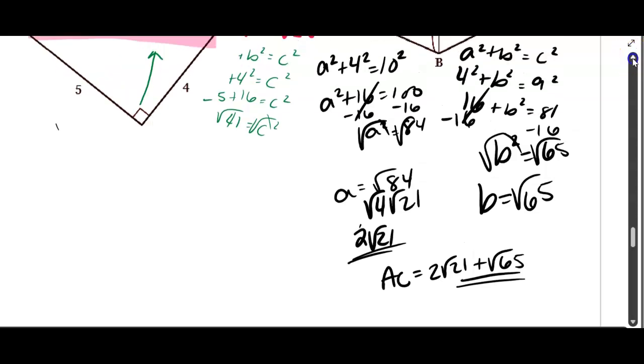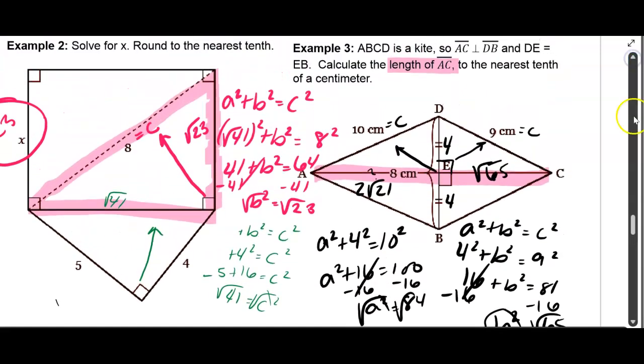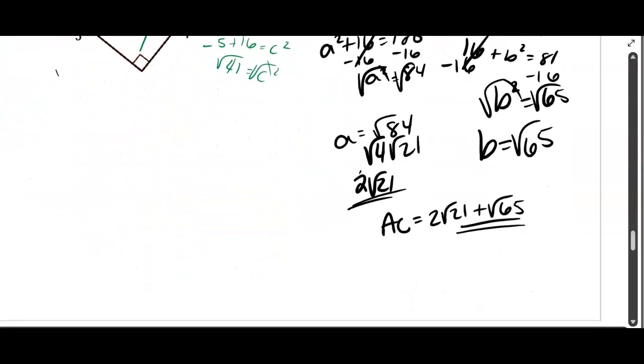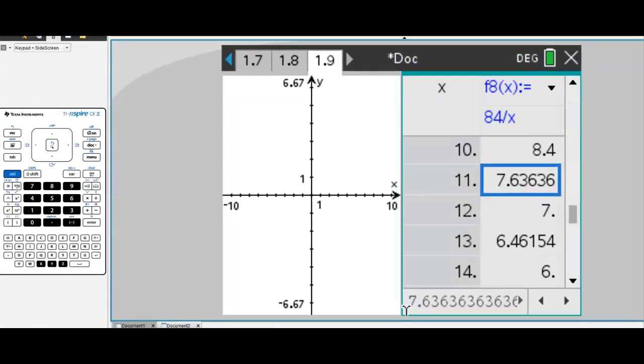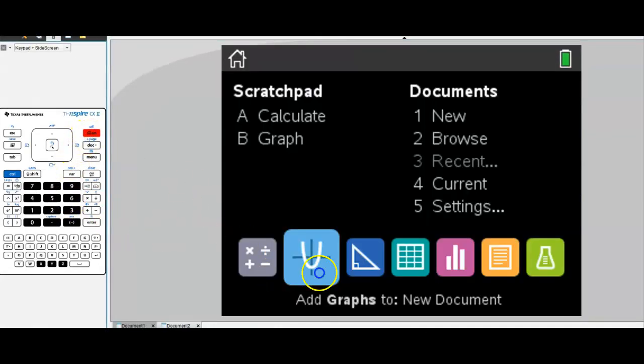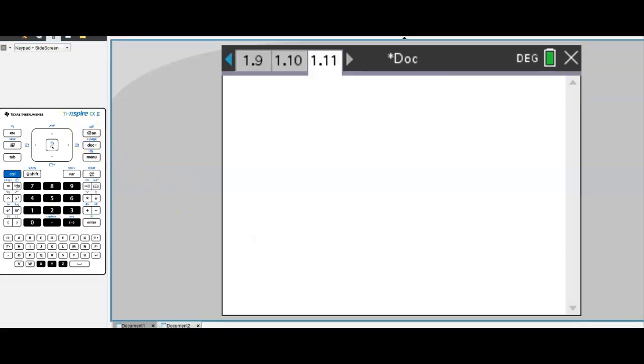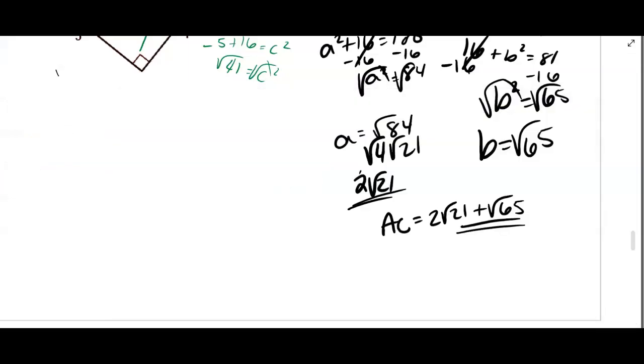Since I don't want to turn it into decimals. Oh, actually it's specified, to the nearest tenth of a centimeter. Never mind. It did not say leave in simple irrational form, which means I do have to turn them into decimals. So 2 square root of 21. Let me look at my calculator, please. 2 square root 21, plus square root of 65.